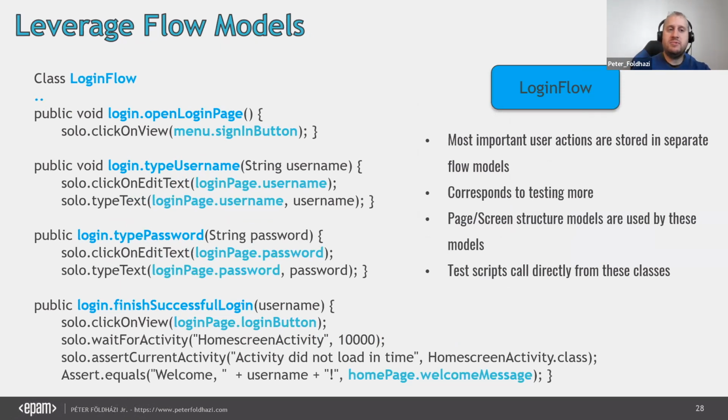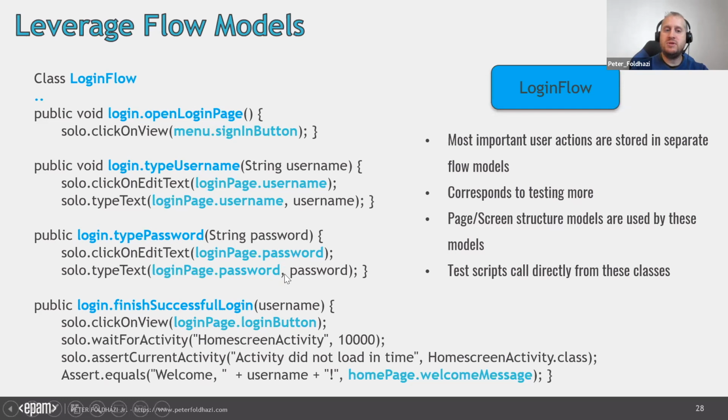In this example, there's only one flow model. Typically, you would leverage multiple different flow models. Here I'm just going with a very simple example. So first up, there's this login flow: open login page, type username, and all these actions. Some of them are single atomic actions, some of them are more complex scenarios concatenated here.